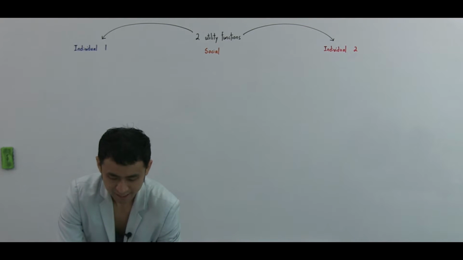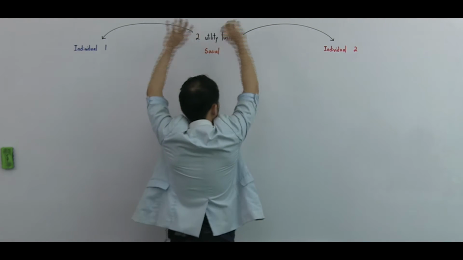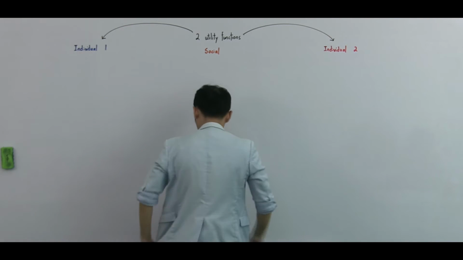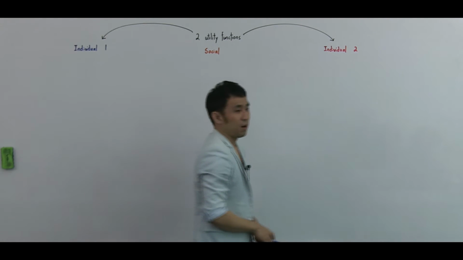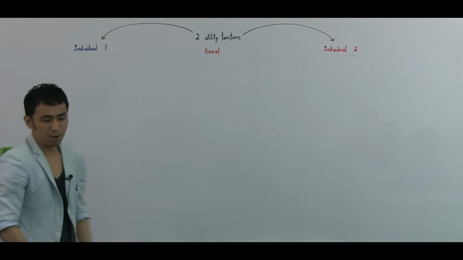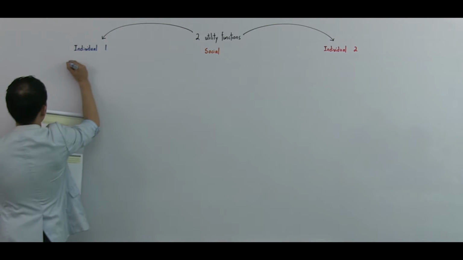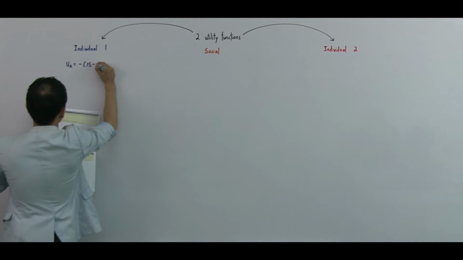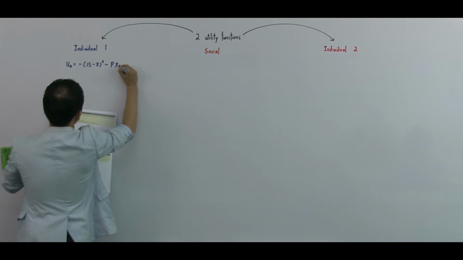Okay, set up the stage one by one. Two utility functions, individual 1 and individual 2. Over here are Anna and Bob. First, divide into 3 columns: individual 1, individual 2, and social. Plug in the utility functions so you can move down the column. So individual 1, I let it be Anna. Sorry, N. So over here, UA equals minus 15 minus X squared minus PXA.